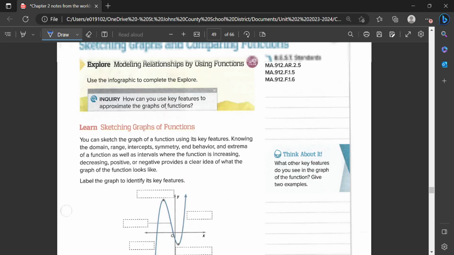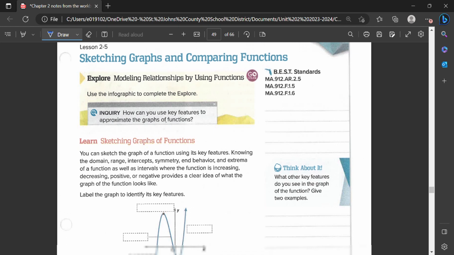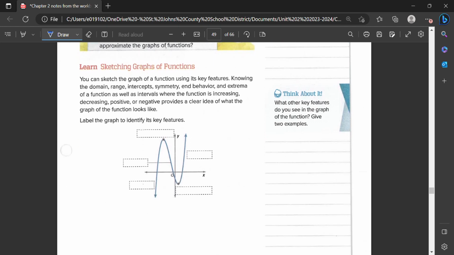All right, so today we're talking about sketching graphs and comparing functions. So first thing we're going to do is try to fill out this. You can sketch the graph of a function using the key features, knowing the domain, range, intercept, symmetry, end behavior, and extrema. We should know what all these mean.